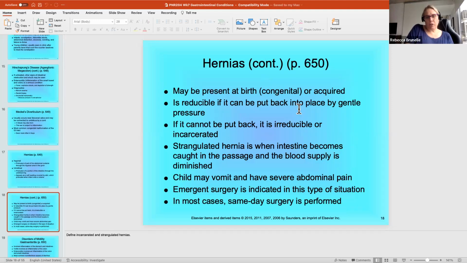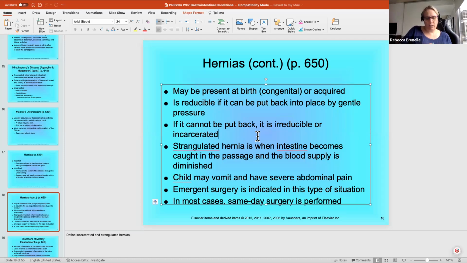For kids, it's usually congenital, but it can be acquired. So it's considered reducible. For me, I've seen many more kids with umbilical hernias than inguinal. It's reducible if you can push it back in. So if you see a kid with a really big looking belly button and you push it in and it goes back in, then it's reducible. But if you can't put it back in, then you're worried that it's what's called incarcerated.